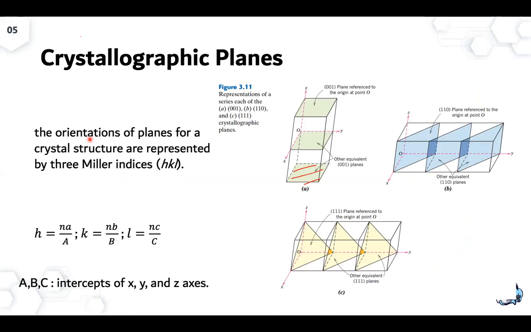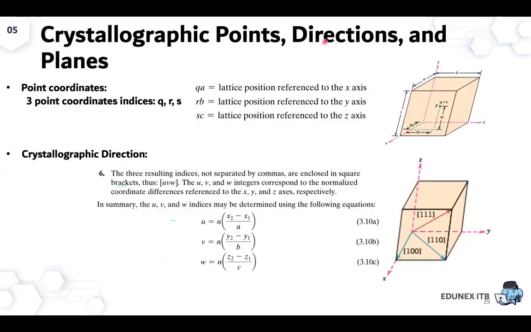So the previous one, just to refresh a little bit, the crystallographic points is the point coordinates. The way you read it looks like if you want to read in a Cartesian diagram. For example, this point tells you the lattice position with reference to the x-axis, the lattice position with reference to the y-axis, and the lattice position with reference to the z-axis. Then the second one is crystallographic direction. This looks like a vector where you want to find the position in the x-axis, which is u, the y-axis, which is v, and also the z-axis, which is w.